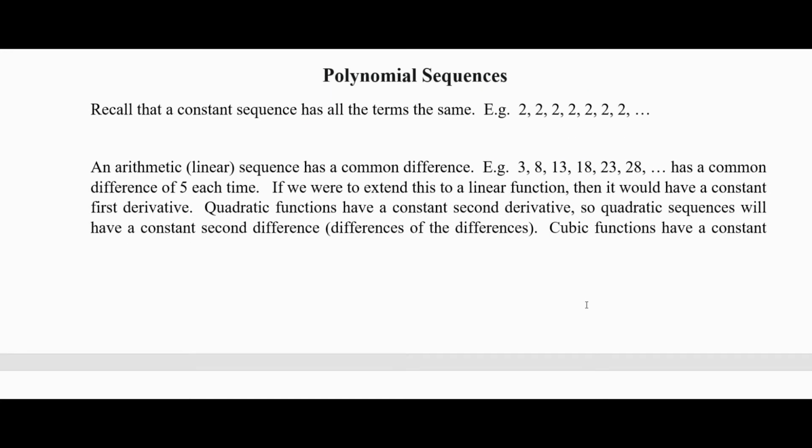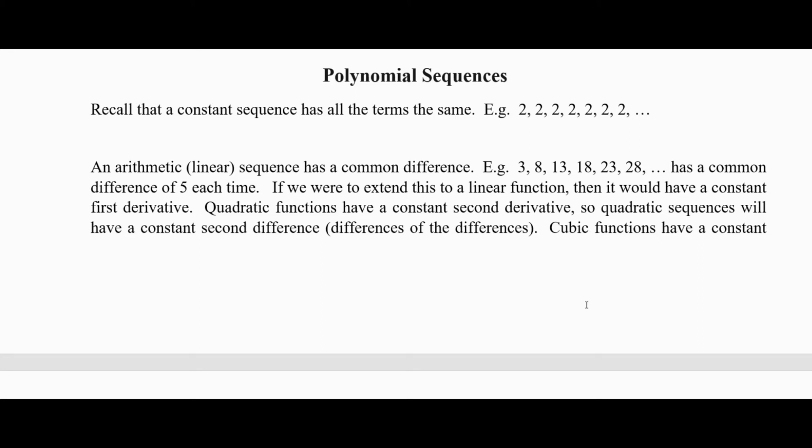Let's extend that idea. So the constant sequence has terms all the same. For example, 2, 2, 2, 2, 2, 2, 2. An arithmetic or linear sequence has a common difference. It's not a constant sequence, but the differences are the same.